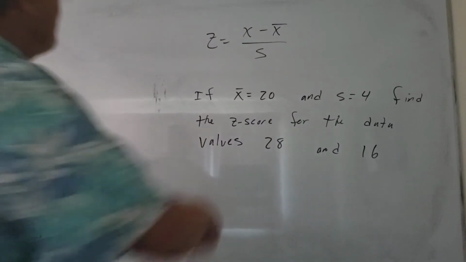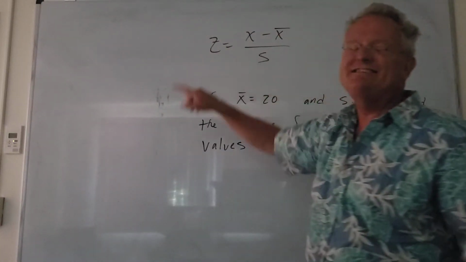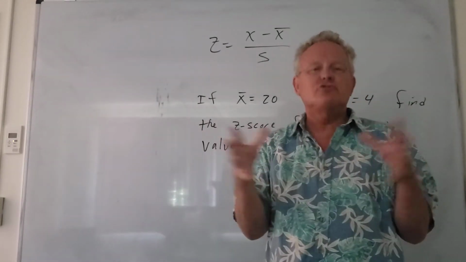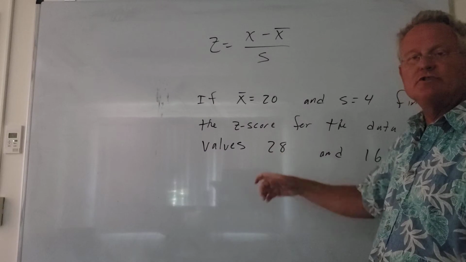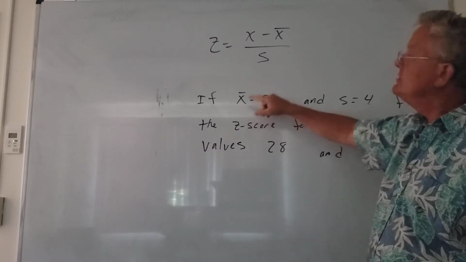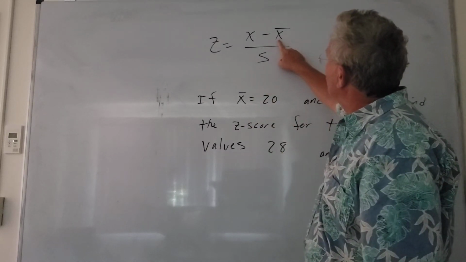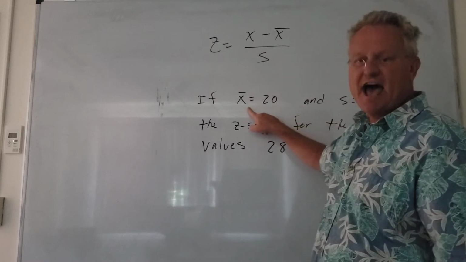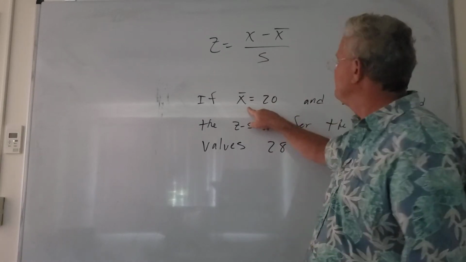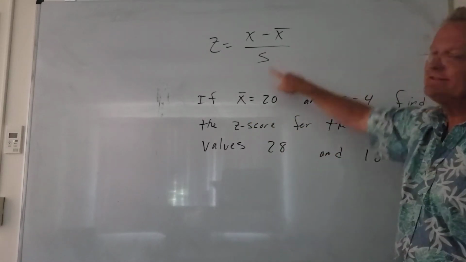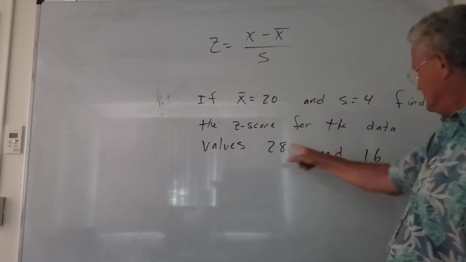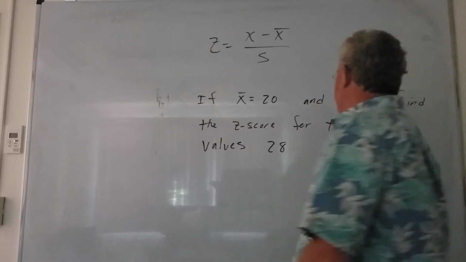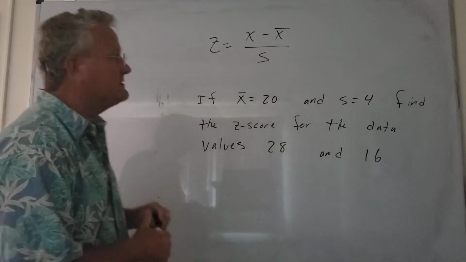Okay, this is the formula for the z-score. The z-score tells us how many standard deviations a particular data value is away from the average. So x bar, we read that as x bar, that's the average or the mean. s is the standard deviation, right? And x, that's our data value. So let's find the z-score for 28.